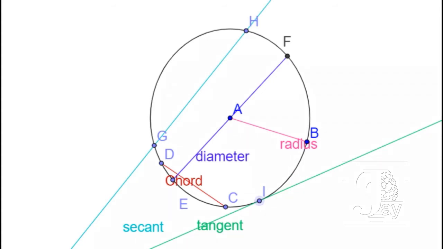So in this figure we can see the radius AB, the chord CD, the diameter EF, the secant GH, and the tangent meeting the circle at I.